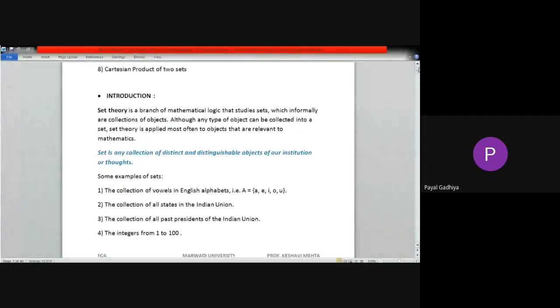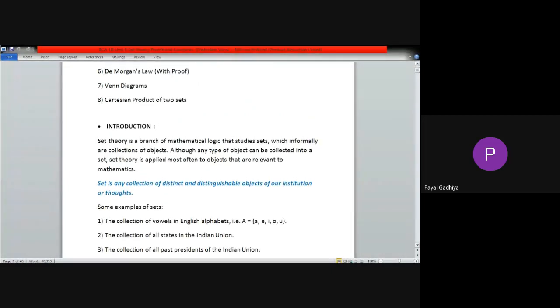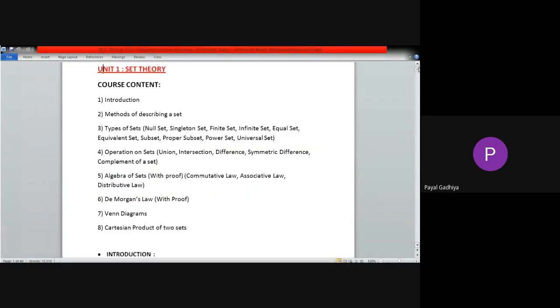Is the screen visible to you all? Okay, so first of all, we'll start unit 1. The name is set theory. So first of all, tell me what you know about set. What comes to your mind when you hear this word set? Set means what? I don't want the exact definition. It's just that you should know what is set.